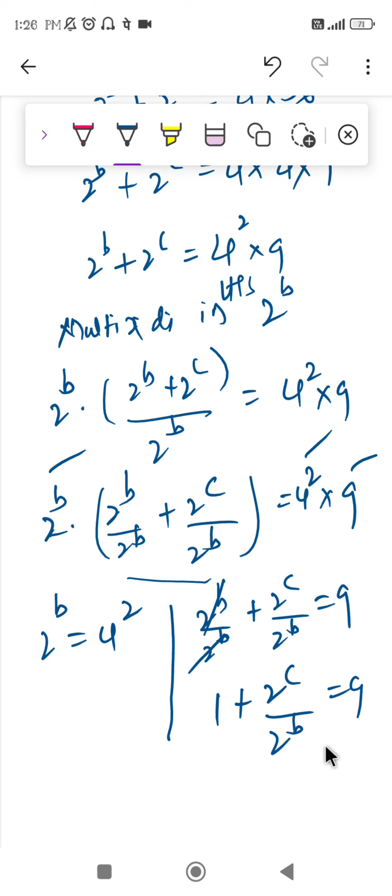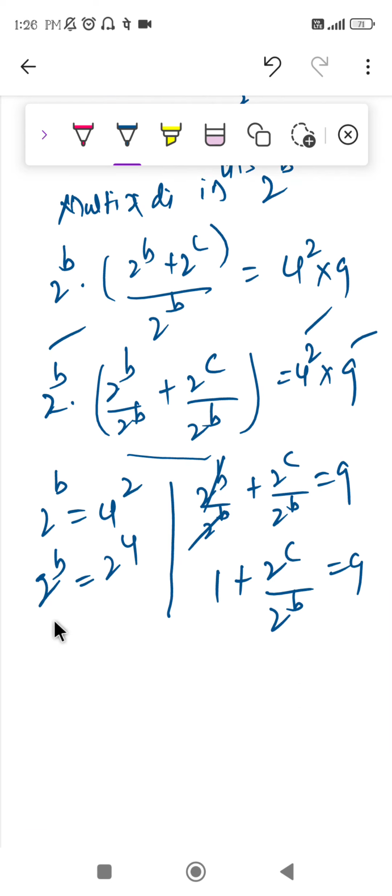And now come to the first equation. 2 to the power of b is equal to 4 square, that is 2 raised to 4, and here the bases are same, then we can write the value of b is equal to 4. Okay, the value of b we got is 4.